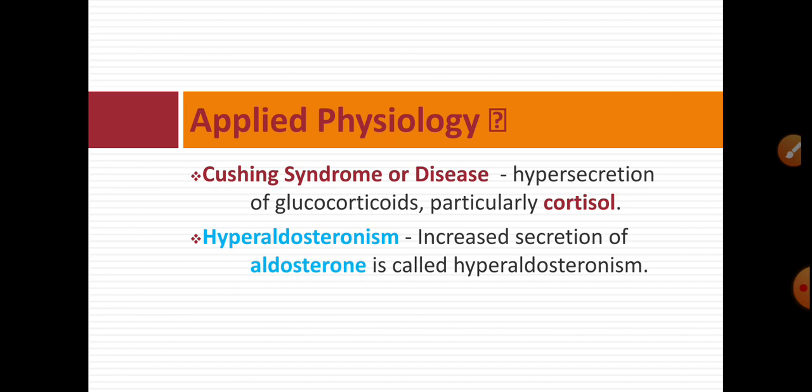Next is applied physiology. This is about the total adrenal cortex. First is Cushing syndrome or Cushing disease. In this disease or syndrome, there is a hypersecretion of glucocorticoids, particularly cortisol. The next applied physiology we will see is hyperaldosteronism, that means increased secretion of aldosterone. So let us see one by one the applied physiology of adrenal cortex.